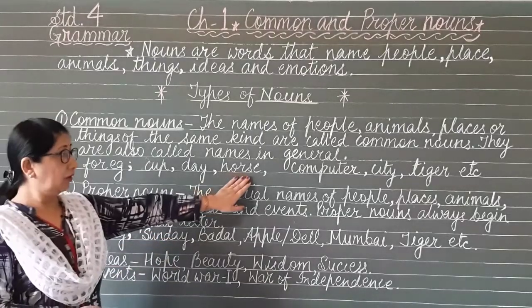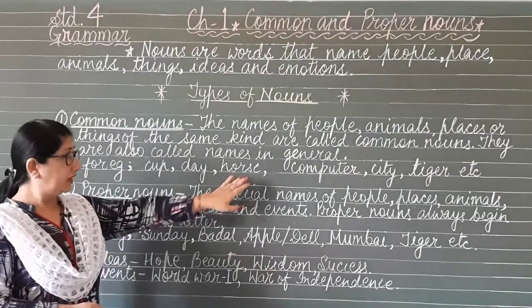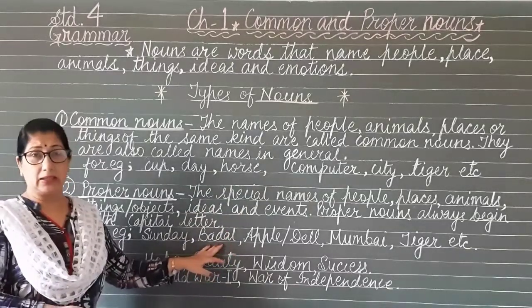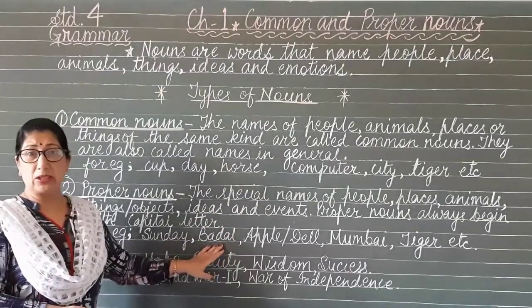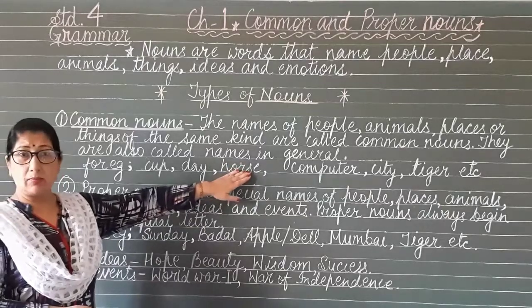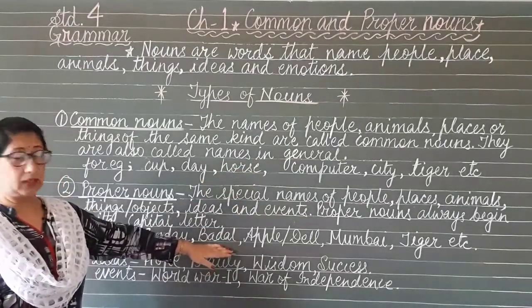Now here I had taken common noun as horse. If we give a special name to a horse, say Badal. So Badal will be a special name for horse. Horse is common noun, Badal is proper noun.